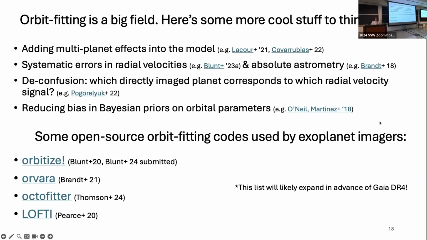And another, I think, interesting and important thing to point out is reducing bias in Bayesian posteriors on orbital parameters. And there's been a lot of really interesting work in recent years by Kelly O'Neill and Greg Martinez. And then I also just wanted to point out some open source orbit fitting codes that are used by exoplanet imagers. This is, I don't think, an exhaustive list, but I linked to their docs, and also wanted to point out that this list is probably going to expand in advance of the new release of Gaia time series data. So definitely keep an eye out for new orbit fitting codes as well.